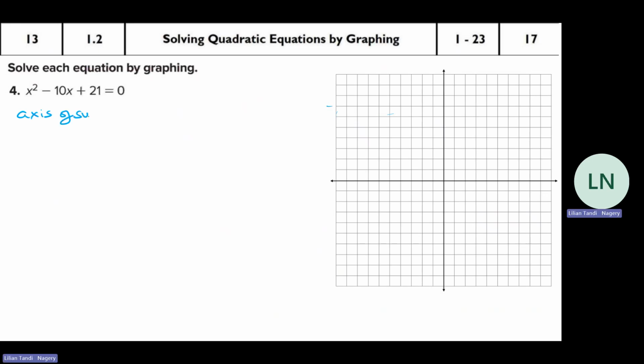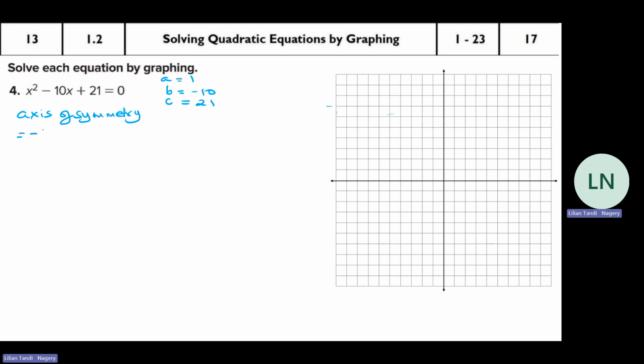Axis of symmetry. Actually, that's not step 1. Step 1 is knowing A, B, and C. A is 1, B is -10, C is 21. Then you do axis of symmetry.